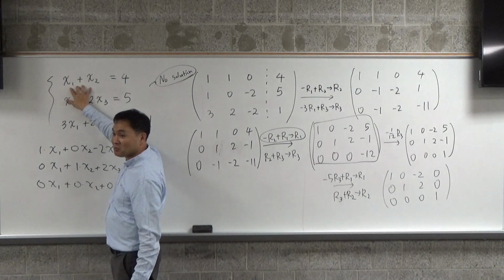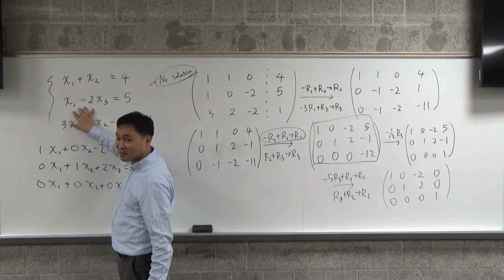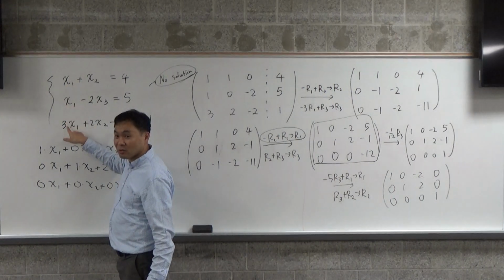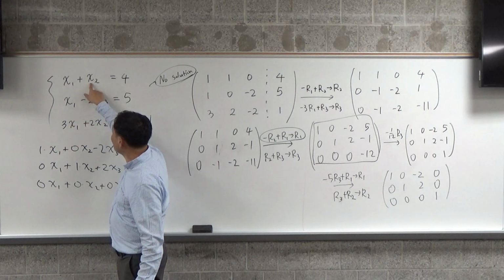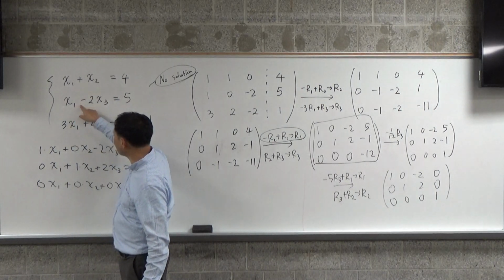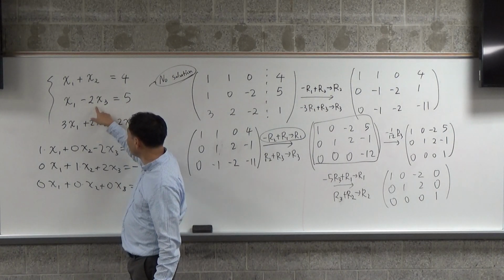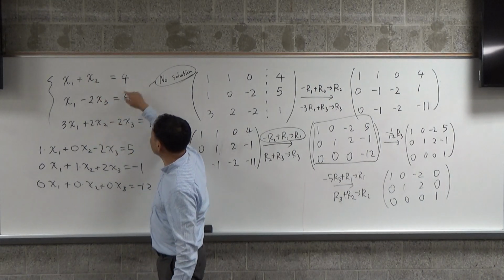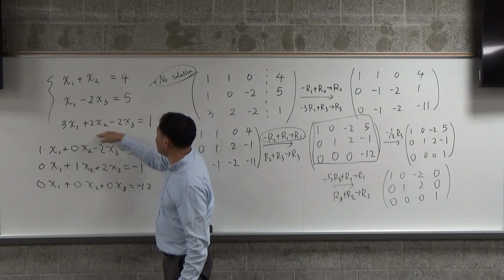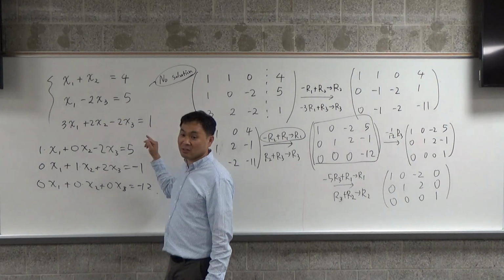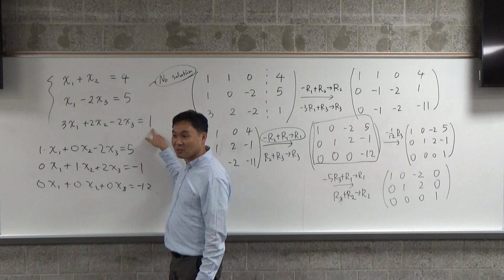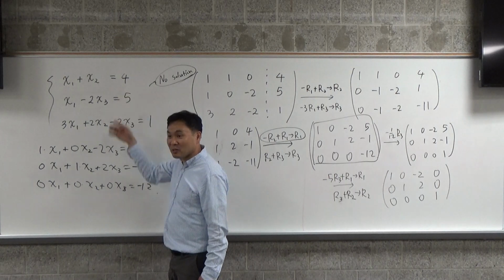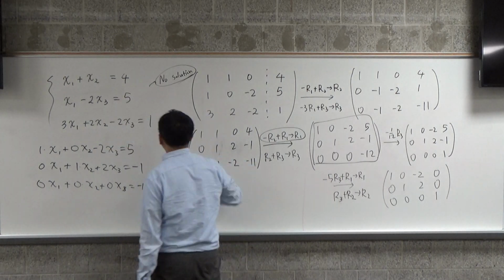I took twice of this part, added to this one. So if I take double of this as 2x1 plus x1, what's that? 3x1, right? Twice of this one, there's no x2, so if you add, you're going to get this. And therefore, these two equations imply that twice of 4 is 8, 8 plus 5, this should equal positive 13. But I'm saying it has to equal 1. So this equation has a contradiction to begin with.